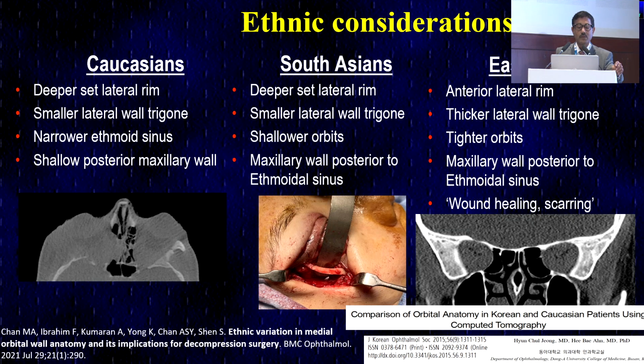In the interest of time, I'll just move on, but just to let you know, South Asians and East Asians are different. The anterior lateral rim is very different. The lateral wall trigone is very different. Orbits are far tighter. If you are giving peribulbar anesthesia, 6-10 cc's, you can still get away with it. In our patients, I don't know, Victor, if you know, you put 1 to 2 cc in an East Asian orbit, the orbit becomes rock hard. That tells you how tight the orbit and the orbital septum are.